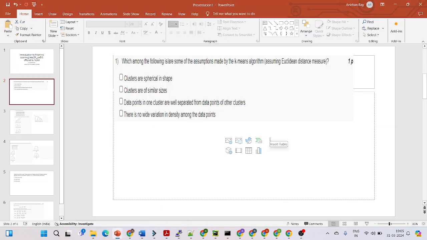Okay. So as you can see, these are the options we've got. So based on the definition, like, sir, share your screen, sir. Acha.